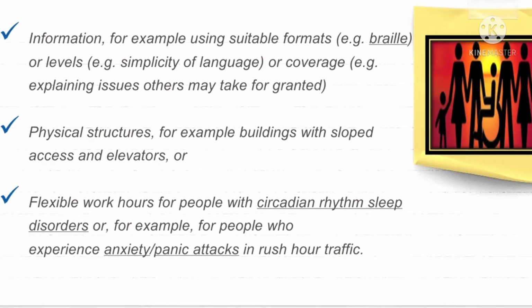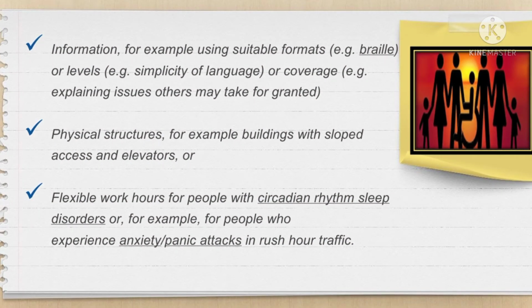Third, information. For example, using suitable formats or levels or coverage, explaining issues others may take for granted. Fourth, physical structures, which means buildings with slopes, access, and elevators. Fifth, flexible work hours, for example for people with circadian rhythm sleep disorders, or for people who experience anxiety or panic attacks in rush hour traffic.